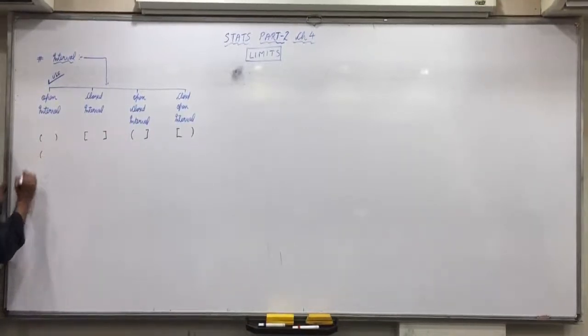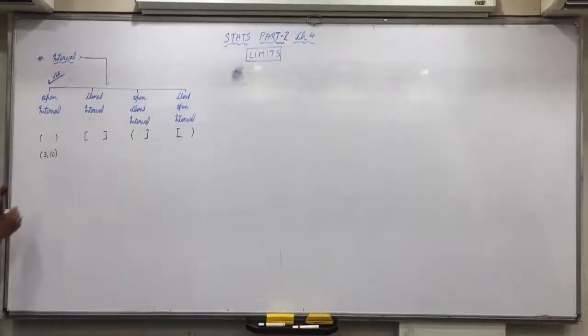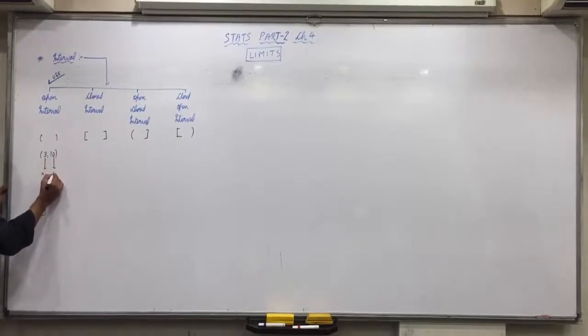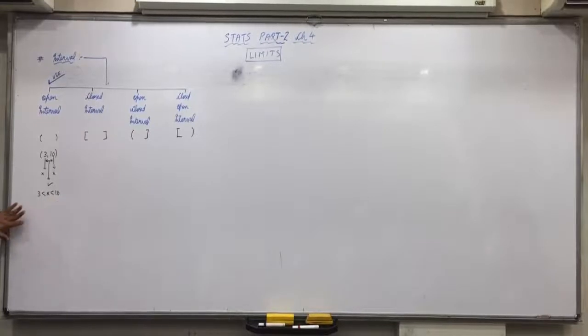Suppose I write open interval 3 and 10. It means 3 is not included, 10 is not included, the numbers between 3 and 10 are included. Basically 3 less than x less than 10. Equal to sign I am not writing. That is open. Open means 3 is open out, 10 is open out, numbers in between are included.